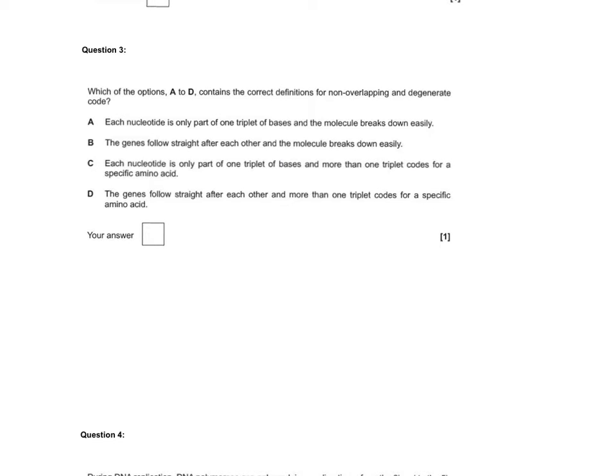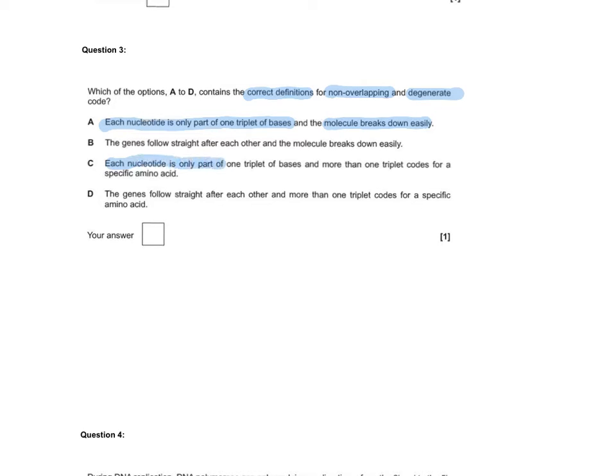Okay, question 3 was probably the first troublesome one. So which of the options contains the correct definitions for non-overlapping and degenerate? So each nucleotide is only part of one triplet of bases, that's correct for non-overlapping, but the molecule breaks down easy is not correct for degenerate. Genes follow straight after each other and the molecule breaks down easily, neither of those are correct.